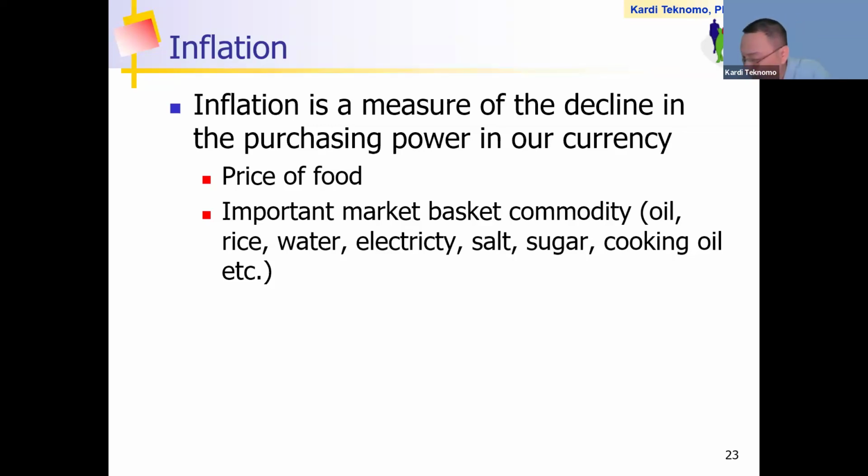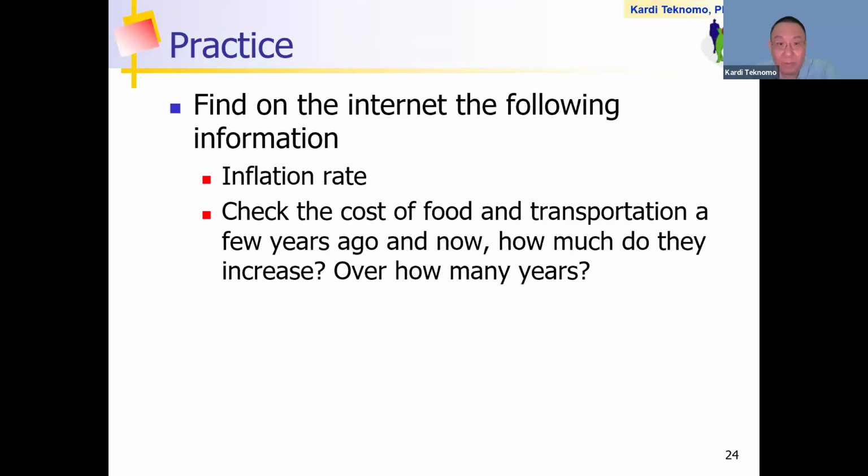Now you already checked a while ago, the inflation rate is at 3.4. Is that true or not? The question is, can you check the cost of food and transportation a few years ago, and then compare it to now? How much has actually increased, and over how many years? Anyone still remember?